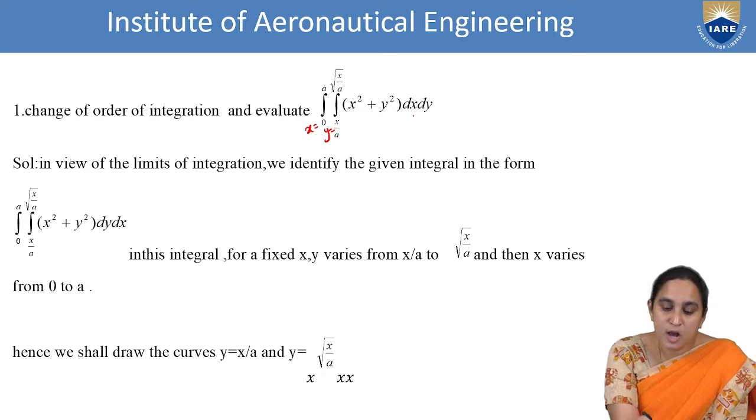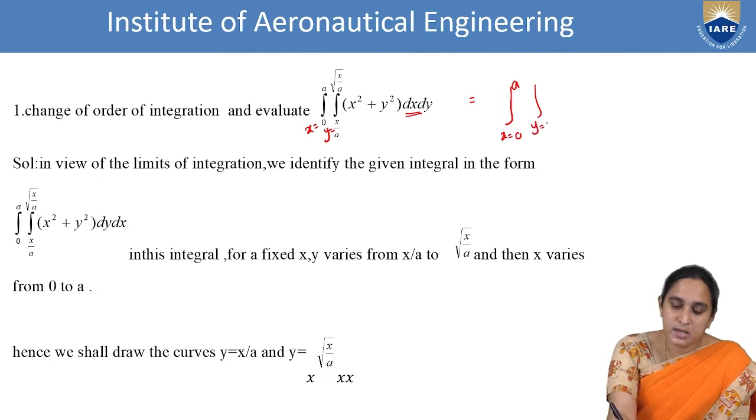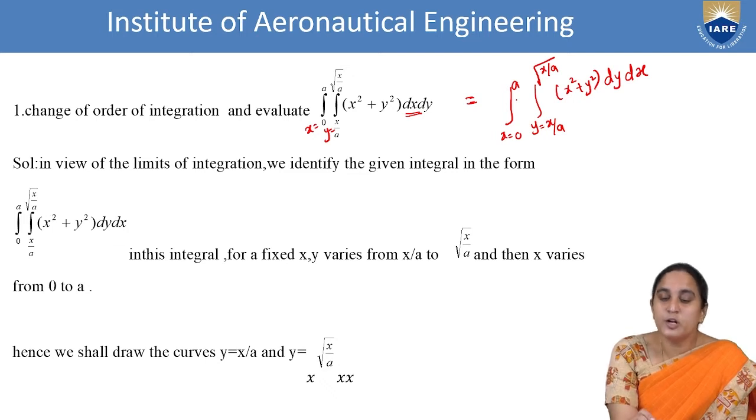In that case, how to write this? This is wrong. Once you identify the question, this is wrong. How to write this? This is equal to the integral with x = 0 to a and y limit points x/a to root(x/a) of x² + y² dy dx. This is the exact question. Sometimes they give the question like this. Now I have to convert that as x = 0 to a and y from x/a to under root x/a of x² + y² dy dx form.